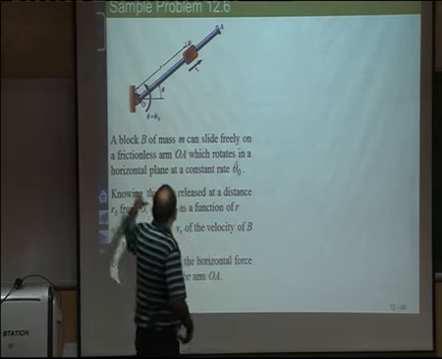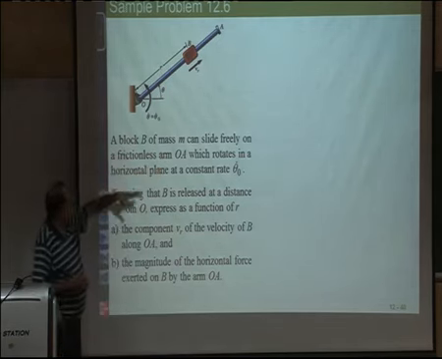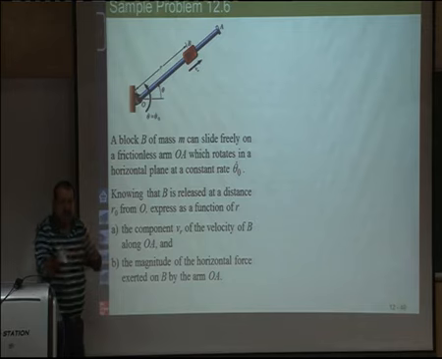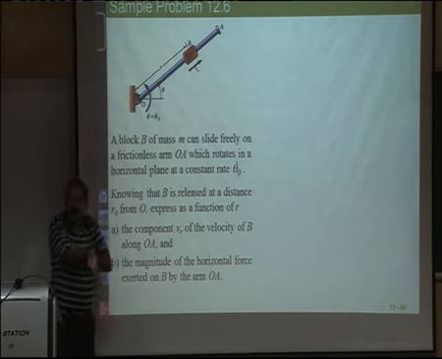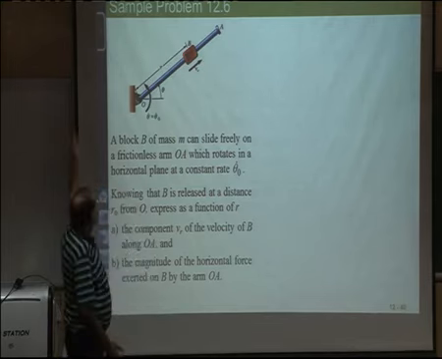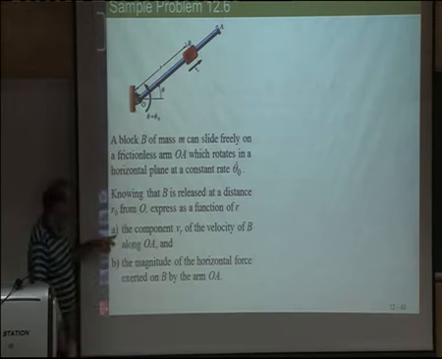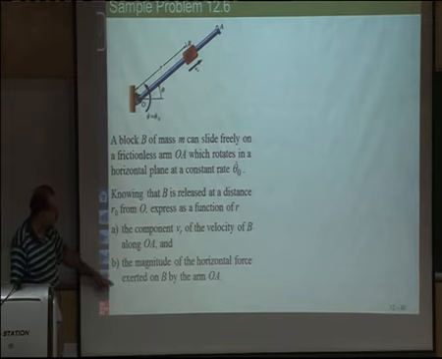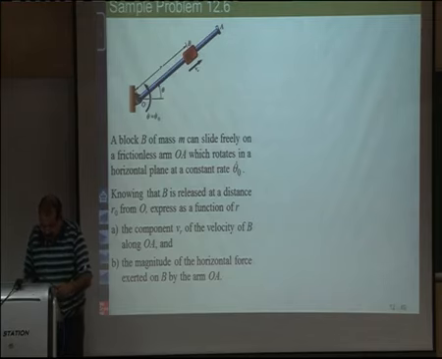So now here a block B can slide freely on a frictionless arm, and it rotates in a horizontal plane. Again the same thing. Now the rate of rotation of the arm is given. So it's as before. Earlier the rate of rotation of the arm was not given, d theta was given. Now here it is given that the arm is rotating at a constant rate, and what we are asked to find is the component VR and the magnitude of the horizontal force exerted by B on the arm.